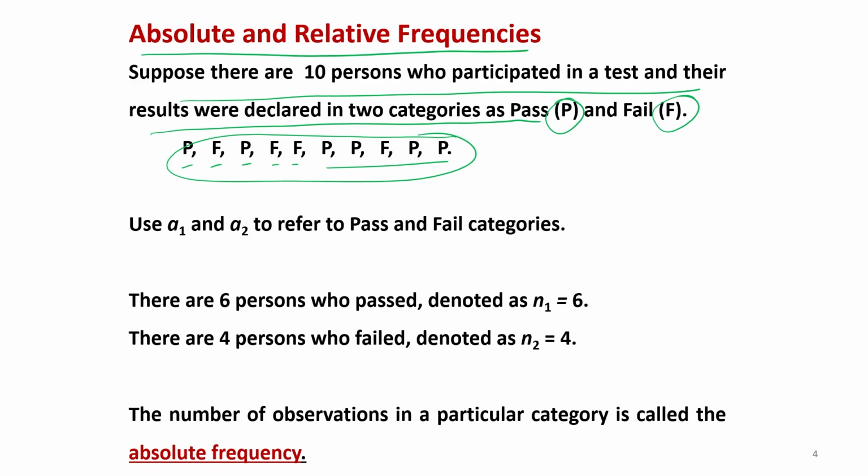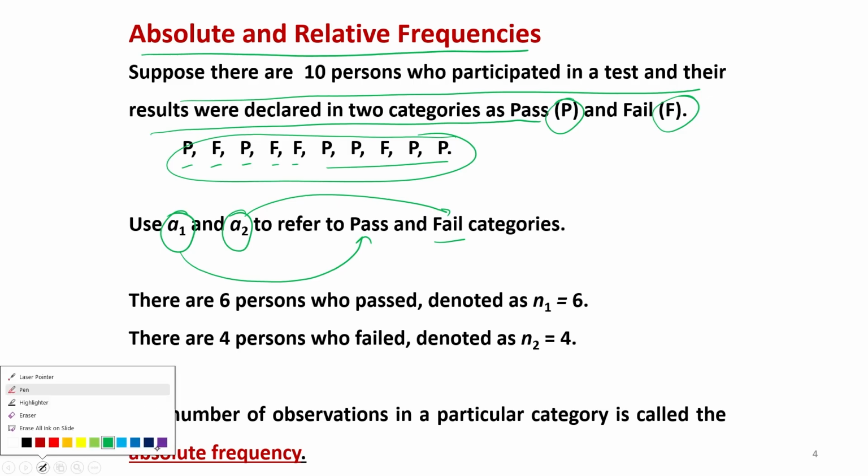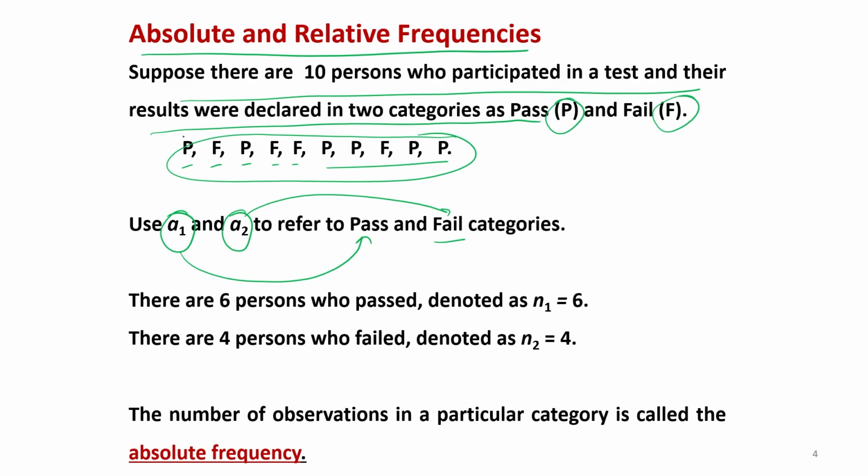Right. So now in order to understand this data, what we can do, we can define here 2 categories, and we try to define the category as a small a1 and a small a2. So a1 is referring to pass category and a2 is referring to fail category. Right. So if you try to see here how many persons are there who have actually passed and who have actually failed. So if I try to count the number of passed students, 1, 2, 3, 4, 5 and 6. So in the first category there are 6 persons who have passed the examination.